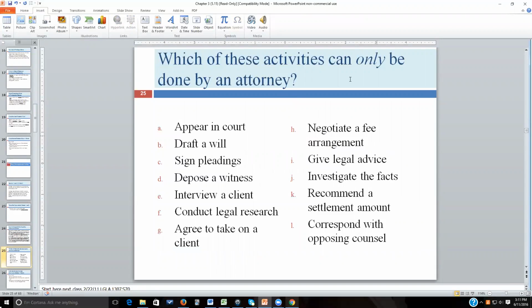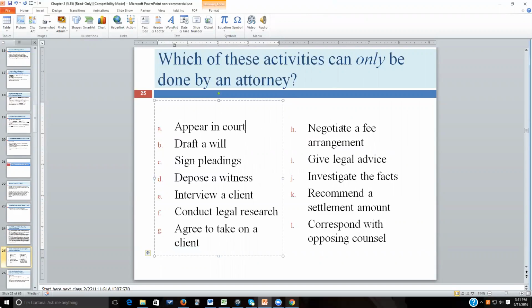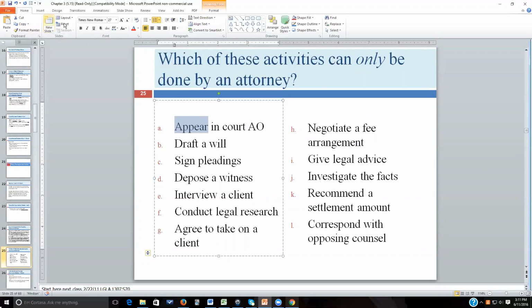Let's look at some activities and figure out whether an activity can be done only by an attorney or can be done by an attorney and a paralegal. Appear in court. This is an attorney-only function. So I'm going to say attorney-only here. Draft a will. Well, let me pause here and say the problem with this is the word appear. Appear has a very specific meaning in the law. It means to appear on the record. It means to represent one of the parties.